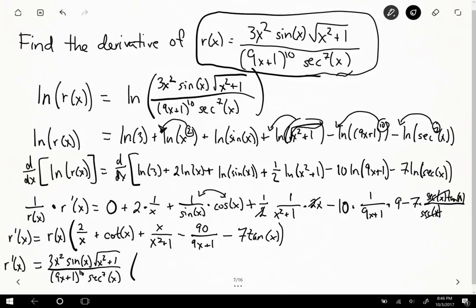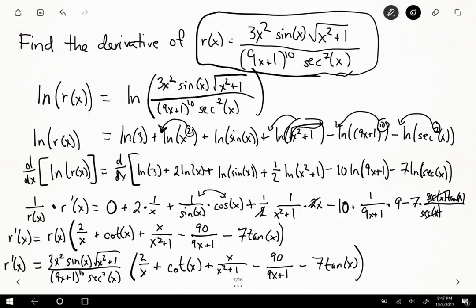times all the stuff we just wrote, so that's 2 over x. Hopefully I can copy this part down right. Cotangent of x plus x over x squared plus 1 minus 90 over 9x plus 1 minus 7 tangent of x. Okay, so had a few questions pop up along the way.